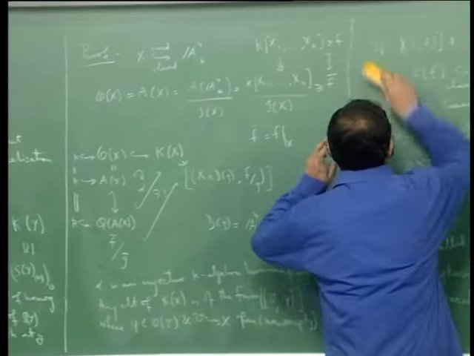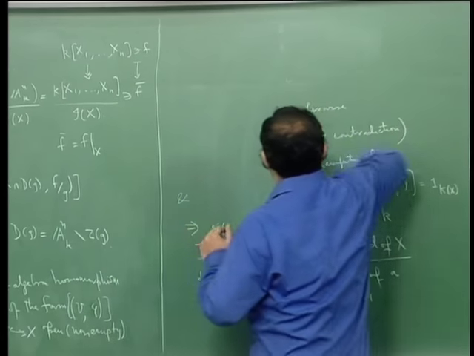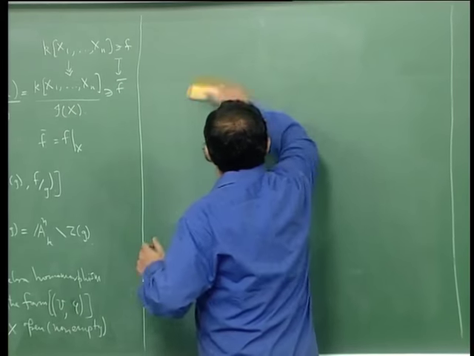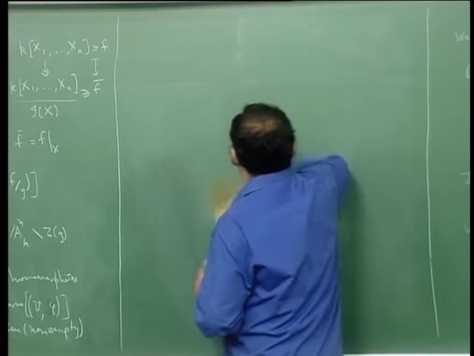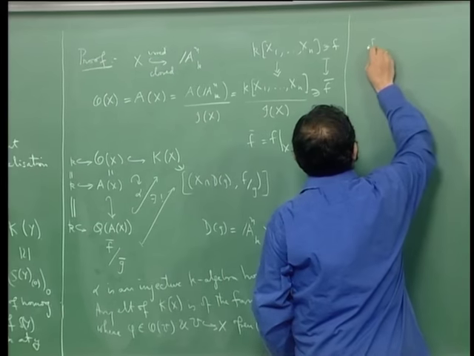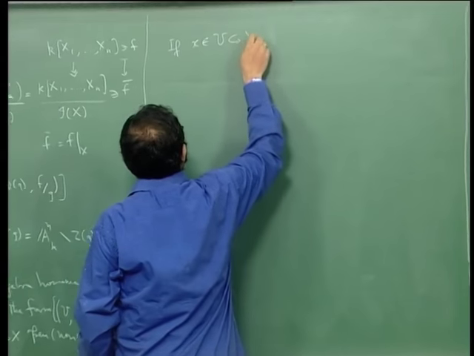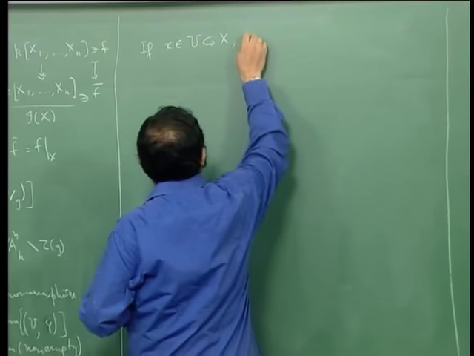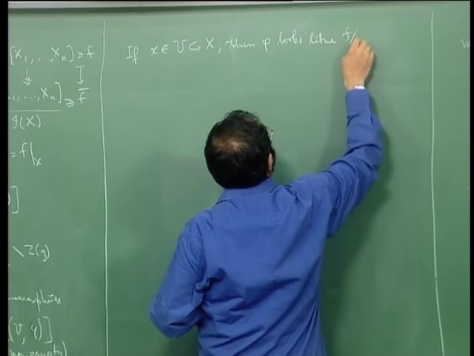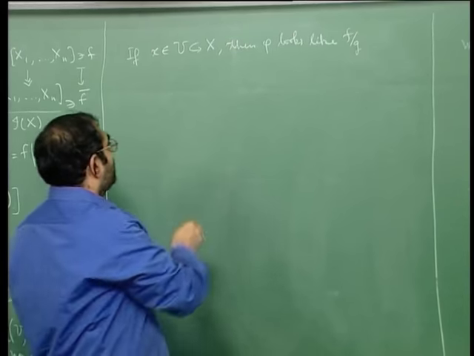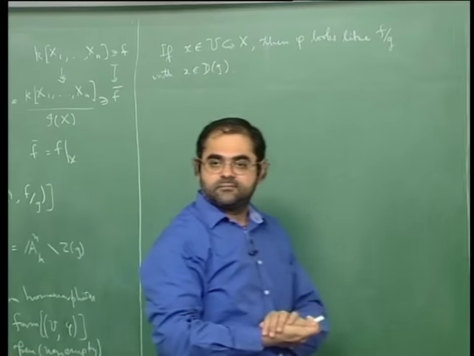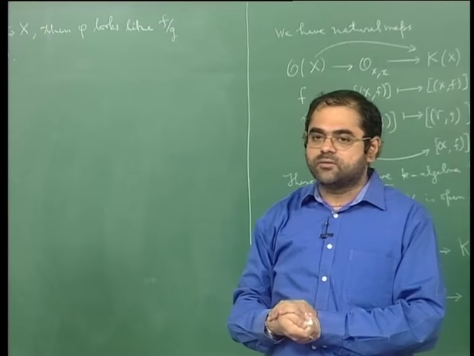But then you see, a little bit of work will tell you that this is the image of an element from the quotient field of Ax, and what that element is, is very easy to guess by just concentrating attention at a single point. So if small x is a point of U inside X, then phi looks like f by g, with x belonging to D_g. I mean, this is how a regular function is defined. A regular function is something that locally surrounding each point looks like a quotient of polynomials.